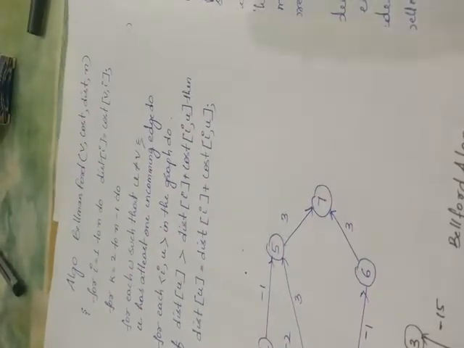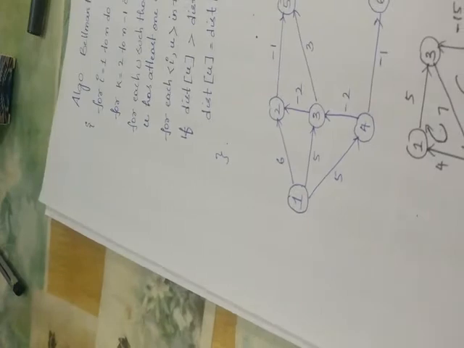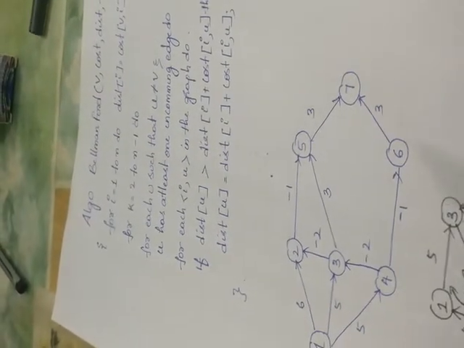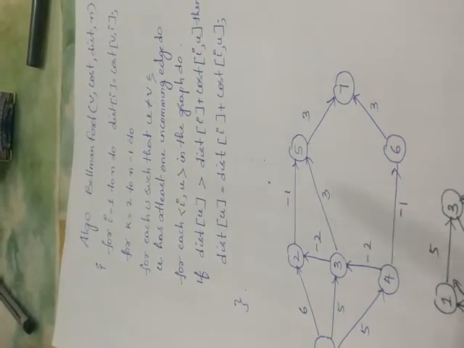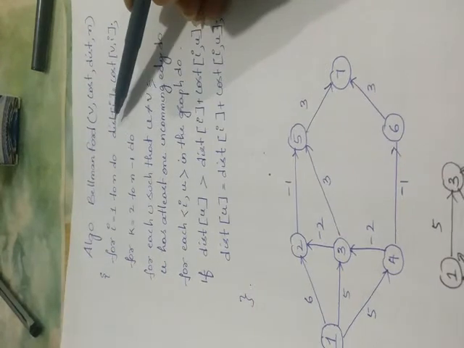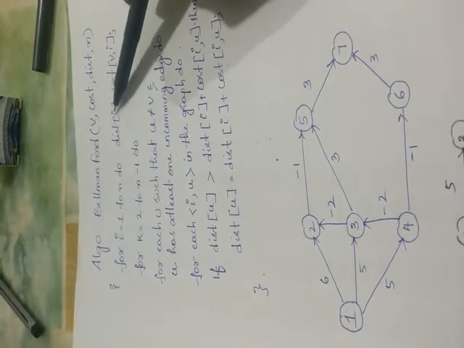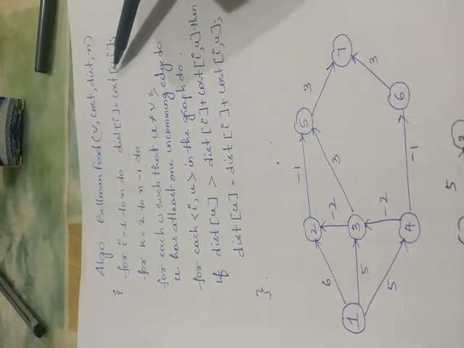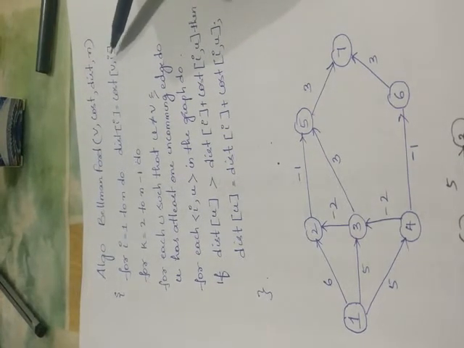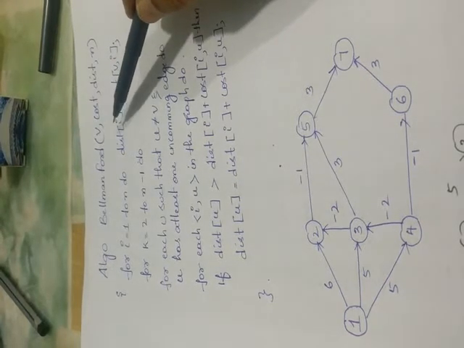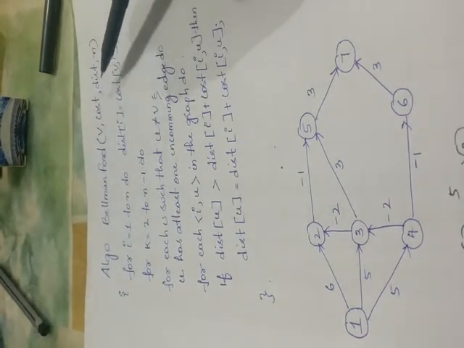Let me just show you the algorithm here. So first, initially what we will be doing is, from i equal to 1 to n, I will be finding the distance of that particular vertex by looking at the cost of that vertex v comma i. So from i to v, what is the cost, that will be updated in distance of i. Like this I will be doing it for all the vertices.